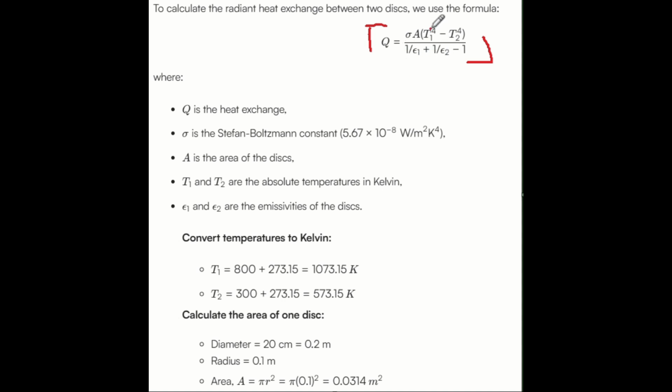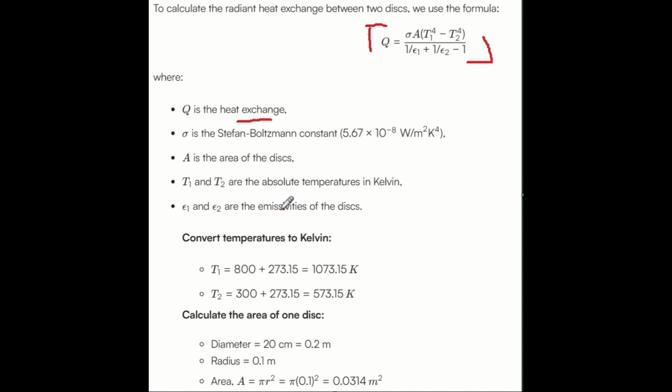So our next aim is to find the parameters needed to substitute in this equation. Here I have written what the different parameters are. Q is the heat exchange, and sigma is the Stefan-Boltzmann constant, a constant value you have to learn, which is 5.67 into 10 raised to minus 8 watt per meter square Kelvin raised to 4. Then A is the area of the disc. Both discs have the same area.